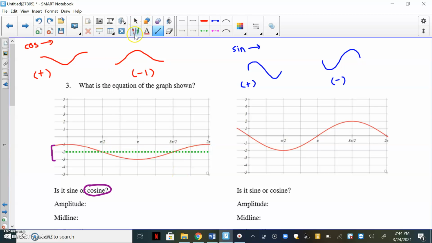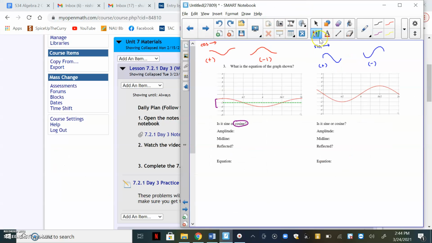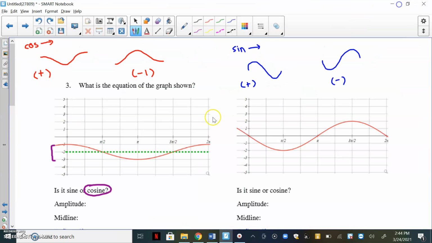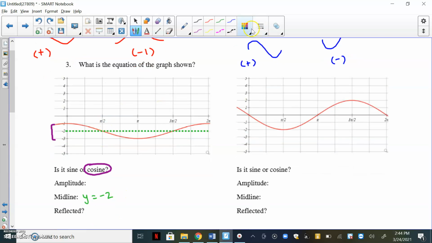That is my midline. So I can go ahead and write down that my midline is at y equals -2. You always want to start with the midline. This will make your life much easier because the amplitude depends highly on the midline. So the amplitude then is the distance between the midline and the highest or lowest point. If I looked at the midline right here and the lowest point right here, I can see that this distance is a distance of 1. So my amplitude is 1.